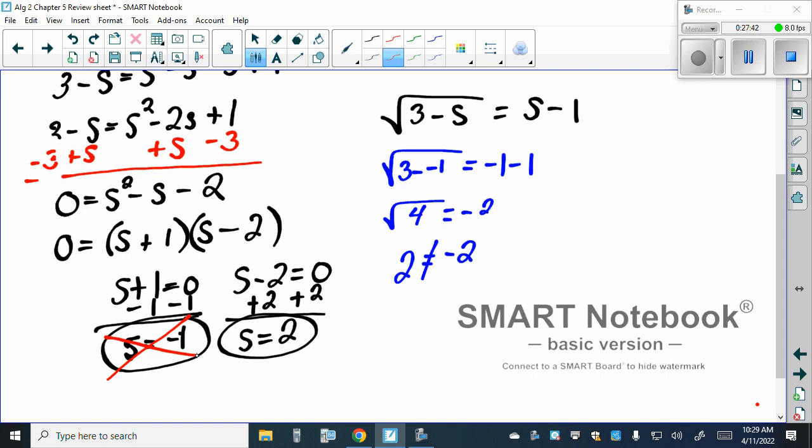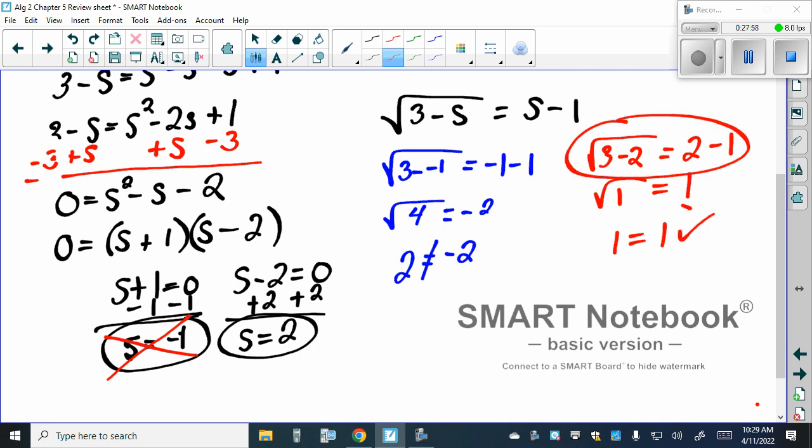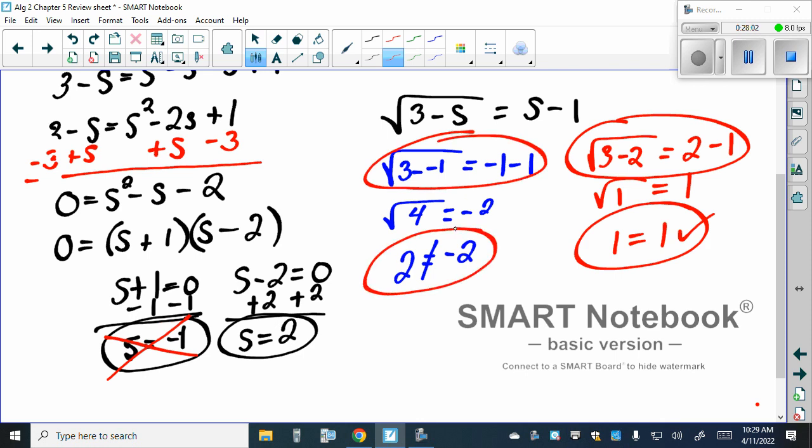S equals 2. Square root of 3 minus 2 is equal to 2 minus 1. Well, 3 minus 2 is 1, square root of 1 is 1, that works. For checking, as long as you give me this and this, this and this, we're good.